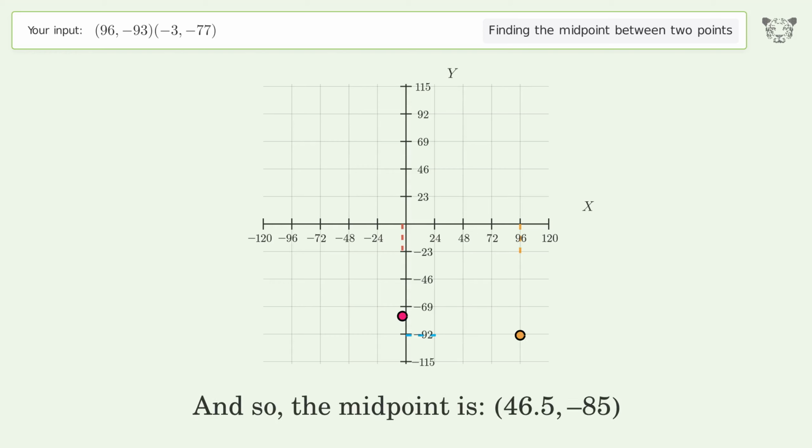And so, the midpoint is 46.5, negative 85.